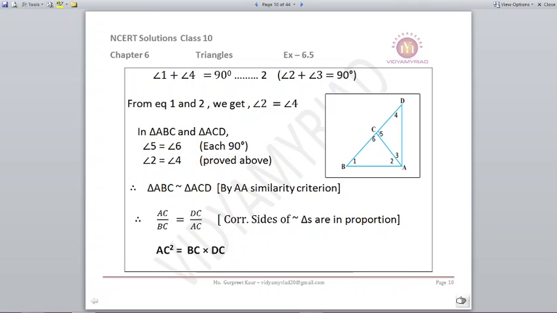In triangle ABC and triangle ACD, now two adjacent triangles we are taking here. From here we come to know that angle 5 is equal to angle 6, that means each is 90 degrees, and angle 2 is equal to angle 4, which we have just proved above. So by AA criteria, both the triangles are similar. And when triangles are similar, corresponding sides are in proportion. So we can write that AC upon BC is equal to DC upon AC, cross multiply. So it becomes AC square is equal to BC into DC.